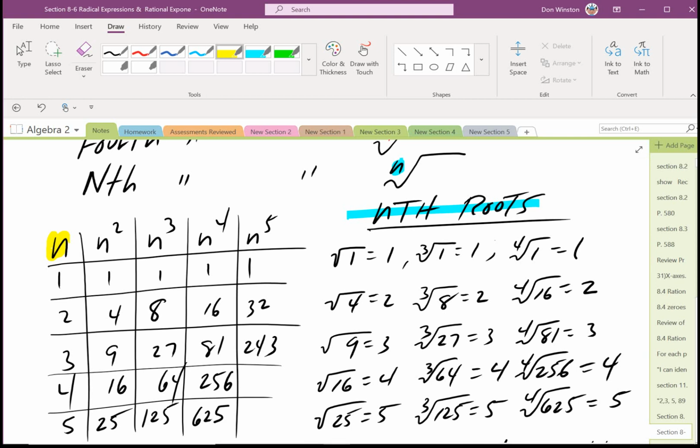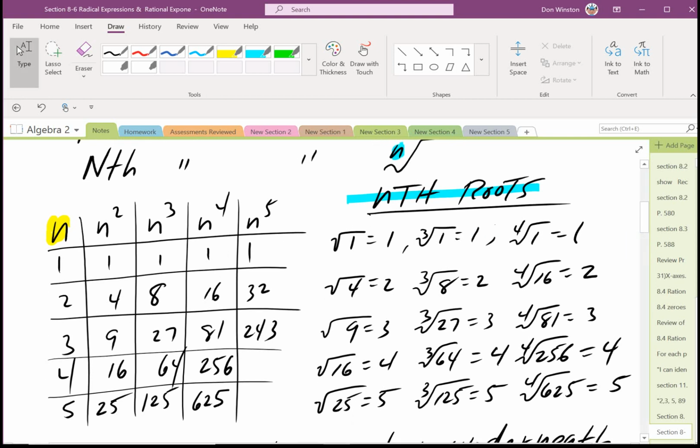Okay, so that's working with powers. Now, in working with roots, if I ask what's the square root of 1, you're asking yourself what number multiplied by itself twice gives you 1. Well, the square root of 1 is 1. The cube root of 1 is 1, and the fourth root of 1 is 1. The square root of 4 is 2, because 2 multiplied by itself twice gives you 4. The cube root of 8 is 2, and the fourth root of 16 is 2.